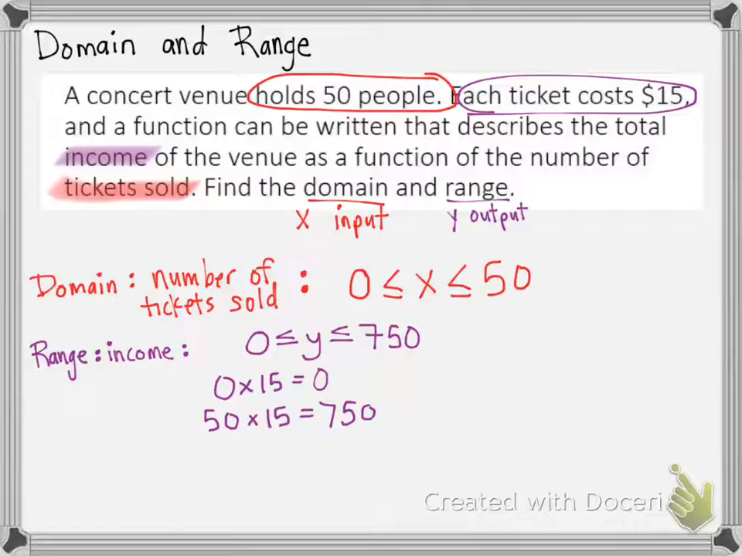We would write 0 is less than or equal to y is less than or equal to 750 to show that the amount of income is between 0 and 750, including those two values.